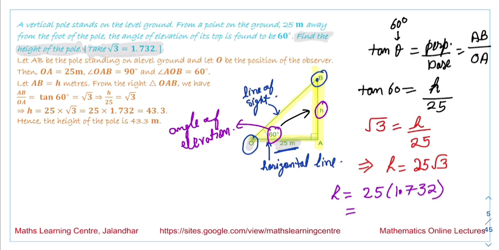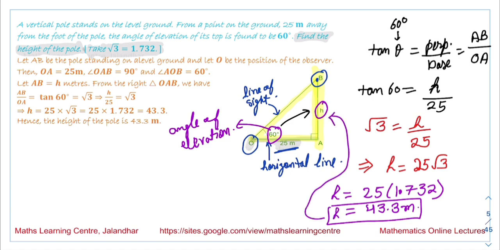And on multiplying this, the answer you will get is 43.3 meters. So we are saying that the height AB, the height of this pole, is 43.3 meters.